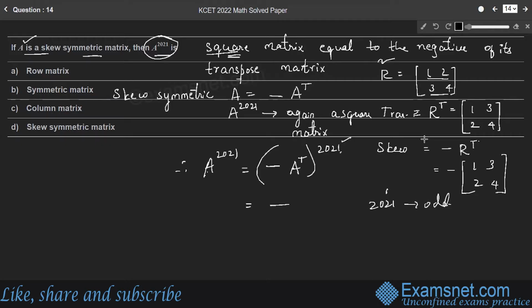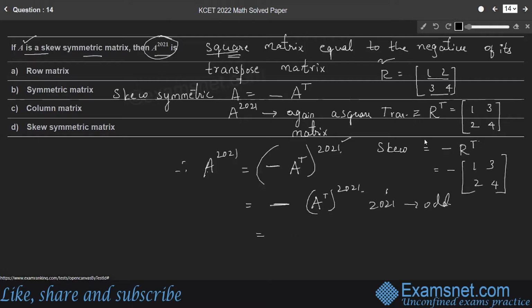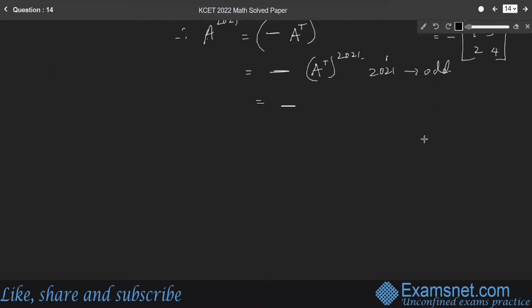Therefore, it becomes, with negative sign, (A raised to T) whole raised to 2021. So you will get a negative value only, minus A raised to T. You will consider A raised to T as P, a transpose matrix. So for your convenience, we'll consider A raised to 2021. Sorry, not A raised to T. With negative sign, (A raised to 2021) whole raised to T.